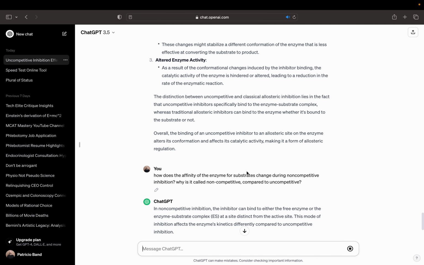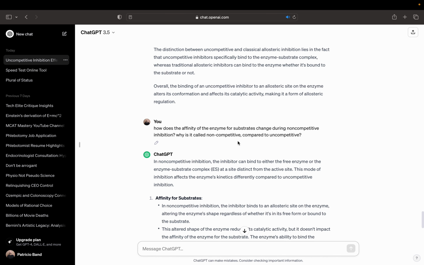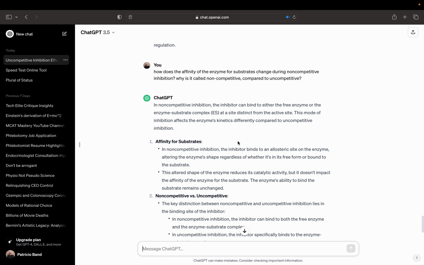In non-competitive inhibition, the inhibitor can bind to either the free enzyme or the enzyme substrate complex at a site distinct from the active site. This mode of inhibition affects the enzyme's kinetics. So if it is able to bind to both the free enzyme and the enzyme substrate complex, when it was binding to the free enzyme, it was more like the competitive inhibitor, right? Now here you can imagine it changing the shape of the active site of the free enzyme.